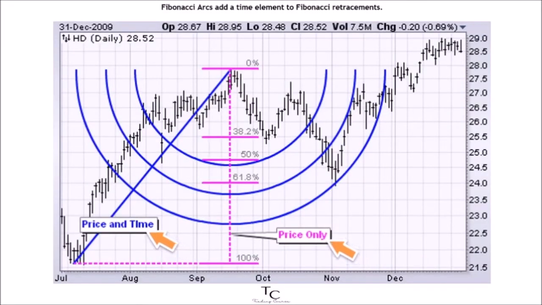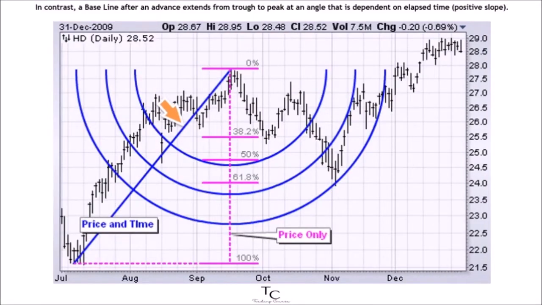Fibonacci arcs add a time element to Fibonacci retracements. The Fibonacci retracements tool is based on a vertical line from trough to peak or from peak to trough. It is only concerned with the change in price.